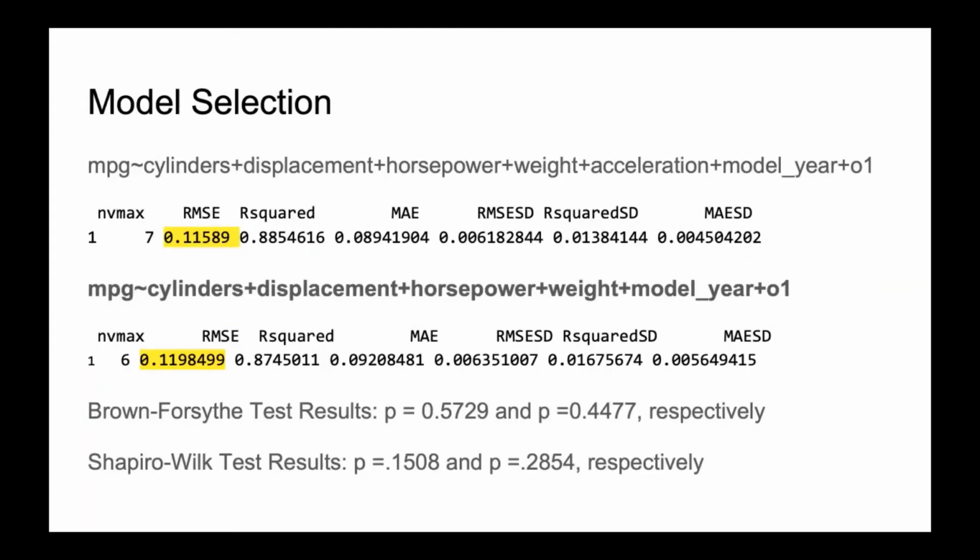So next we performed a k-fold cross-validation, looking at first a model with everything except the second origin dummy variable, and then a secondary model that also removed acceleration. The first model has a very good RMSE value, and so does our second model. We, however, did decide to go with the model without acceleration because it was more true to our original ANOVA check at the beginning. Both of these models also passed the Brown-Forsythe and the Shapiro-Wilk tests.